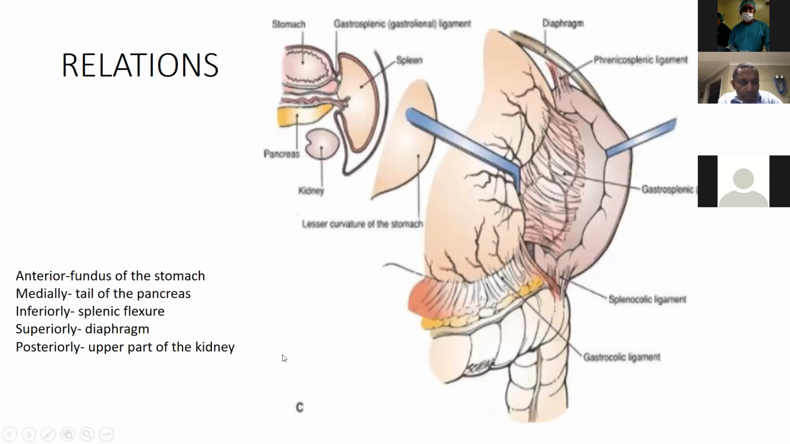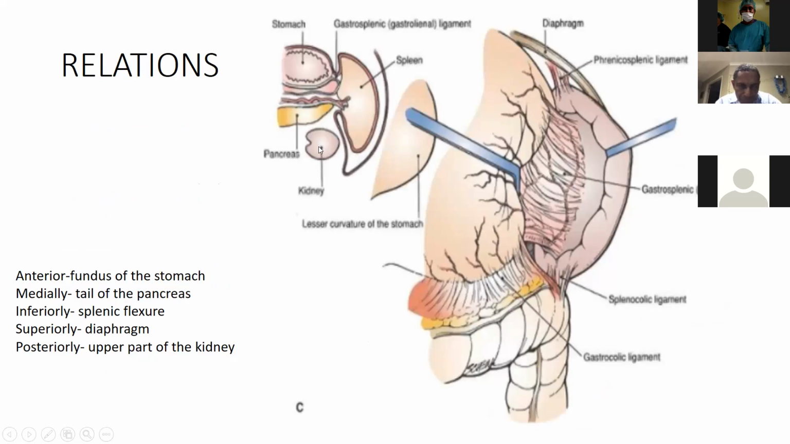The relations are also important because not only do you use them anatomically when you dissect, but there are regions you look out for as an etiology for splenic abscesses, and these are the regions that you look for in terms of complications post-dissection. So anteriorly, you have the fundus of the stomach that forms an impression on the spleen. Medially, as you can see here, you have the tail of the pancreas.